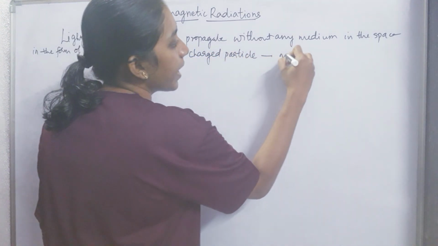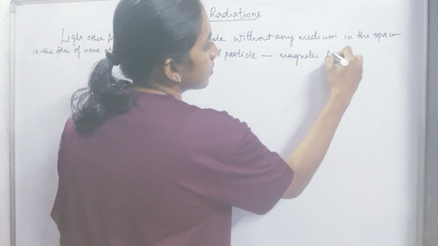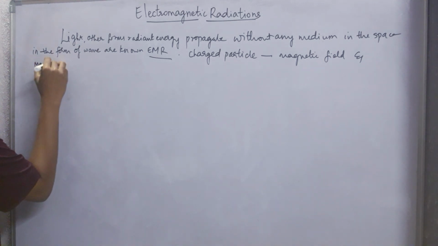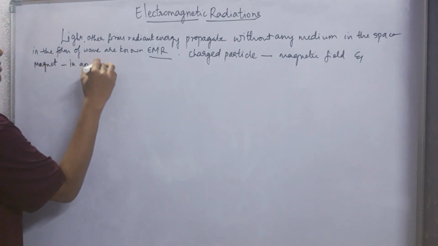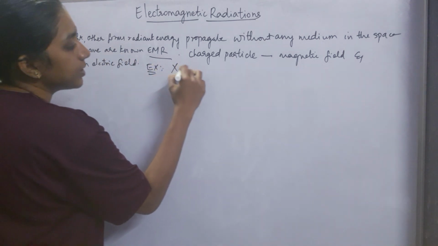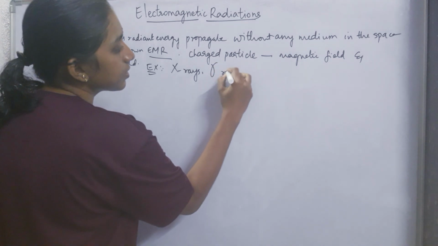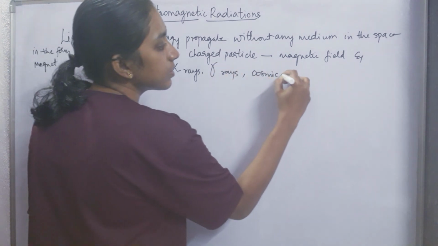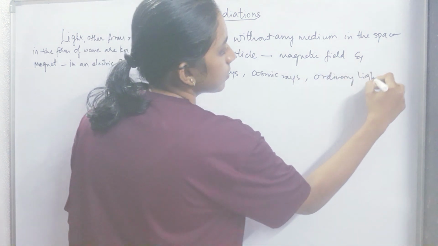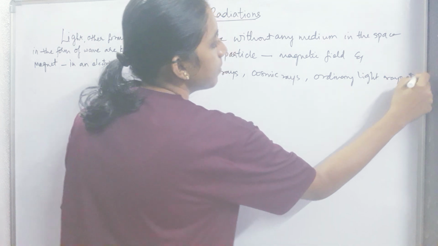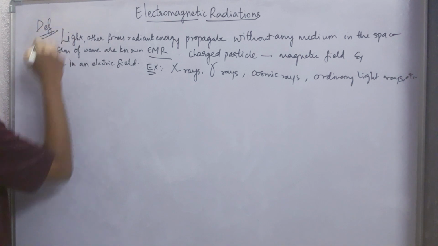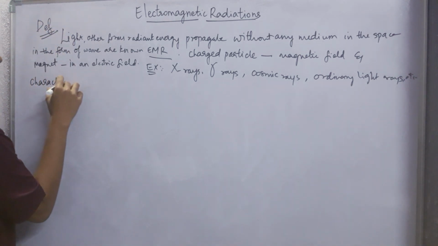moving in magnetic field, and it can be formed by a magnet in an electric field. For example, we can take X-rays, gamma rays, cosmic rays, as well as ordinary light rays, etc. There are many examples for this. Okay. So first we'll be studying this definition. Now we'll be studying the characteristics of electromagnetic radiations.